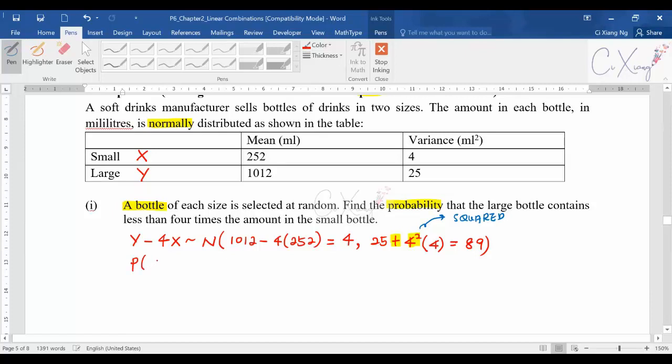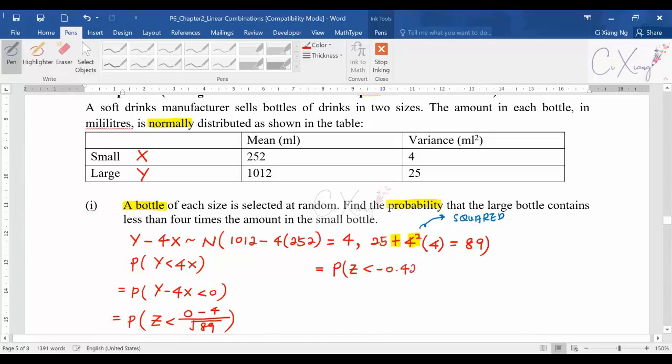So what is the probability for Y smaller than 4X? It is actually equal to Y minus 4X smaller than 0. Because Y minus 4X is normally distributed, I have to change it to Z, smaller than 0 minus the mean, divided by the standard deviation, 89. Alright, so what you have is Z smaller than negative 0.424.